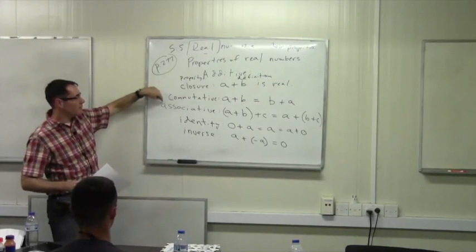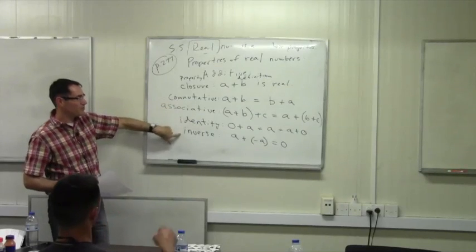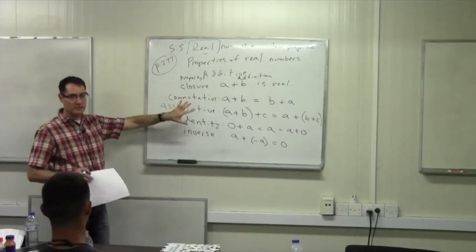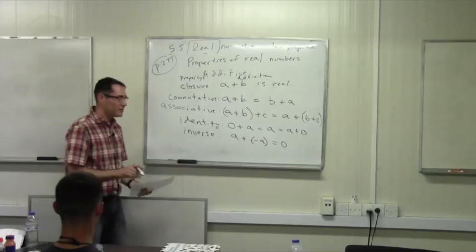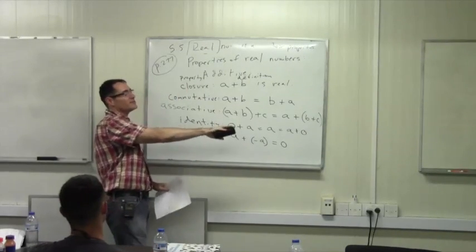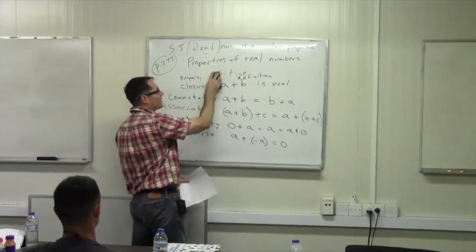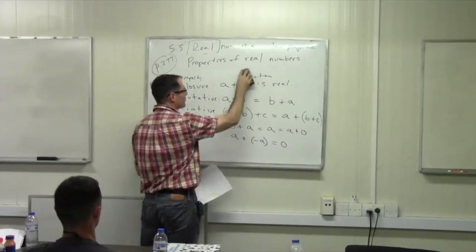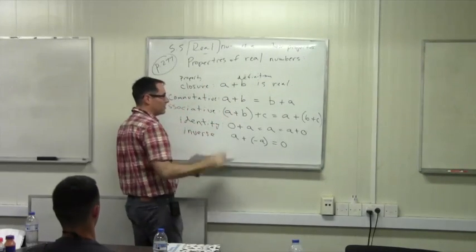Closure, commutative property, associative property, identity property, and inverse property. Any questions on those? Okay. Here's what I'm going to do. I'm going to erase all the definitions, and we're going to do the multiplicative properties.